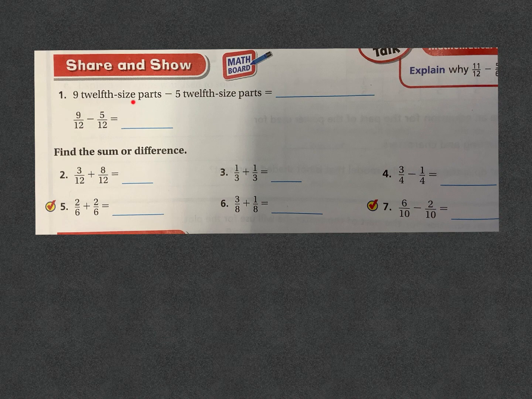We have 9 12th size parts minus 5 12th size parts. 9 12ths minus 5 12ths. Common denominator. 9 minus 5 is 4 12ths. That's hard to say, 12th size parts. And so in numbers form, that's much easier. 9 minus 5, 4. I have 4 12ths.